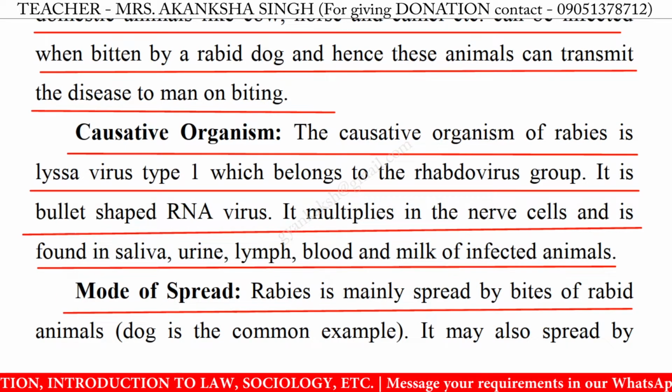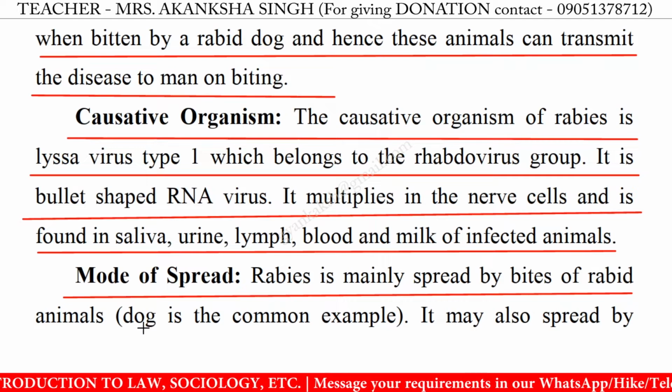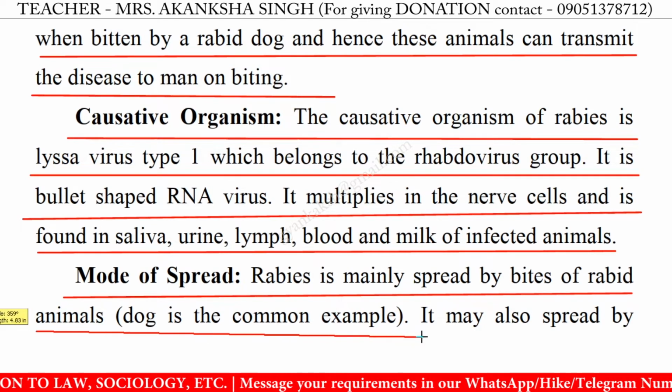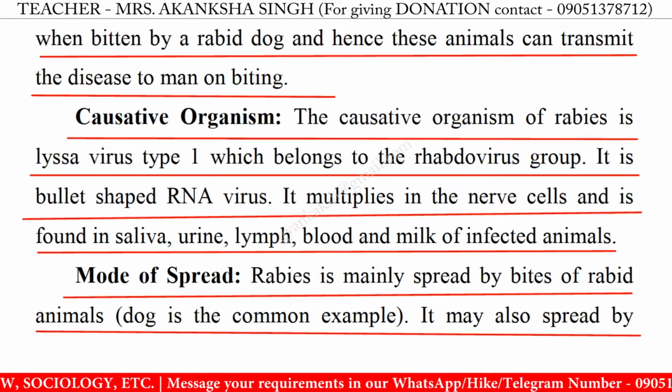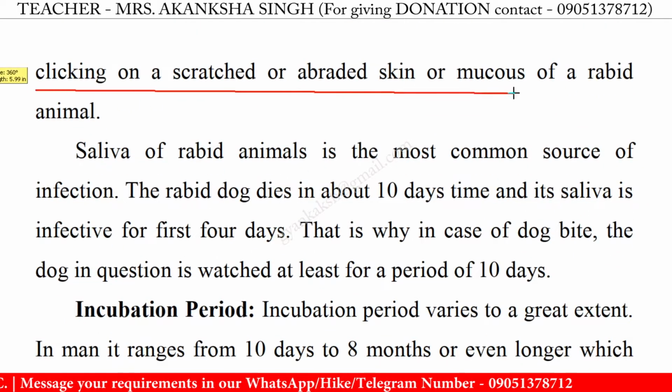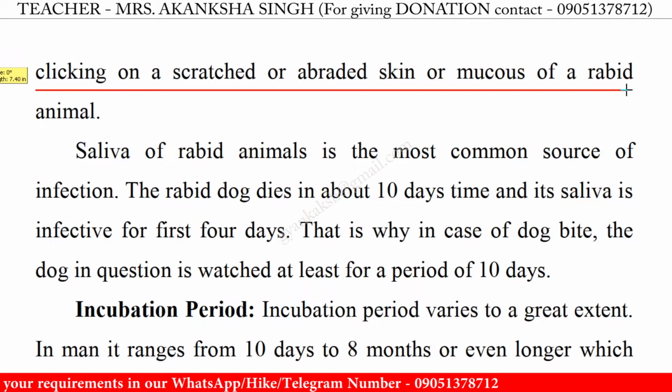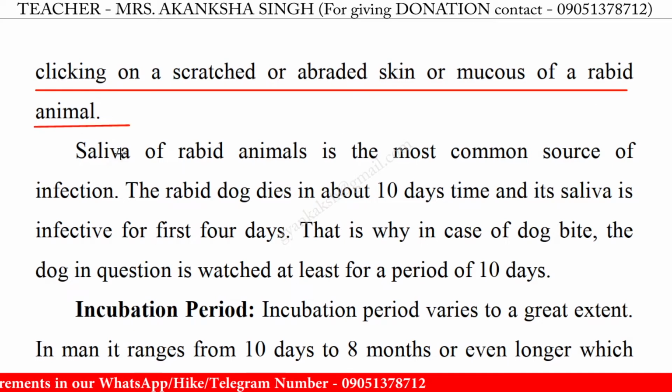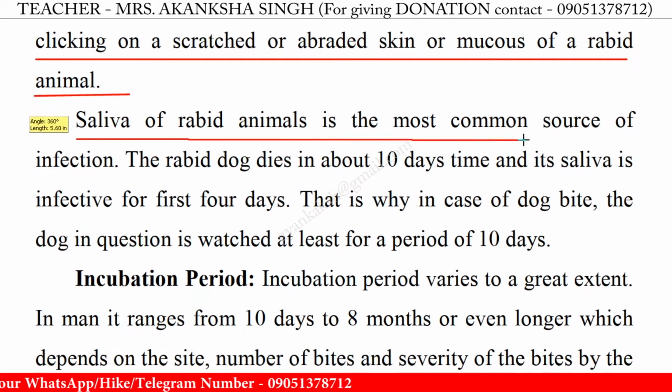Mode of spread. Rabies is mainly spread by bites of rabid animals. Dog is a common example. It may also spread by licking on a scratched or abraded skin or mucosa by a rabid animal. Saliva of rabid animals is the most common source of infection.